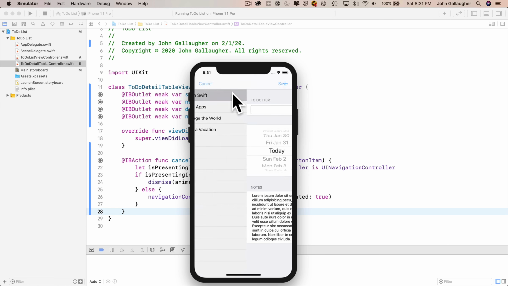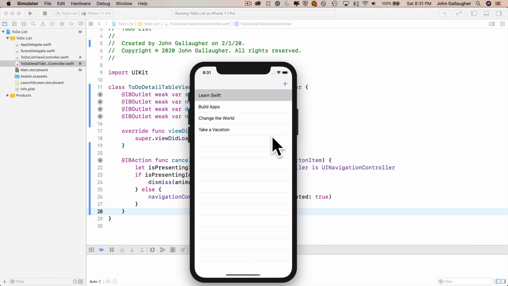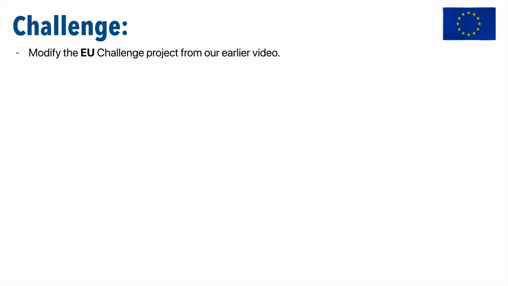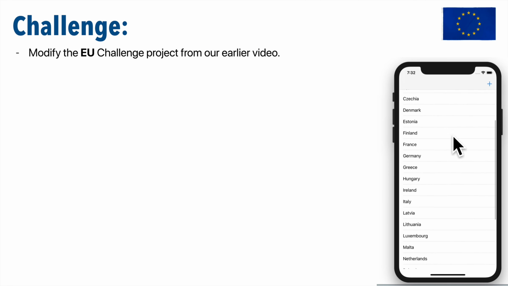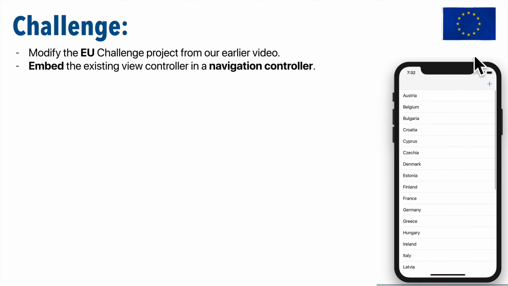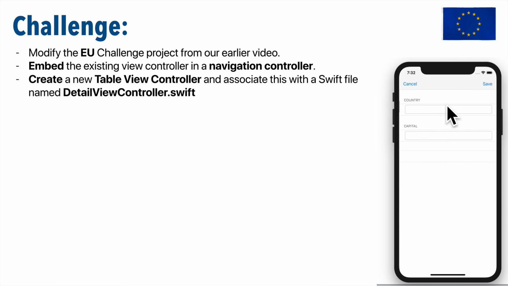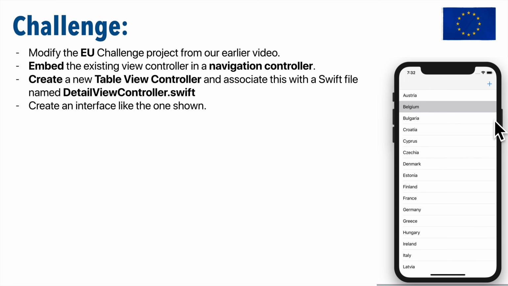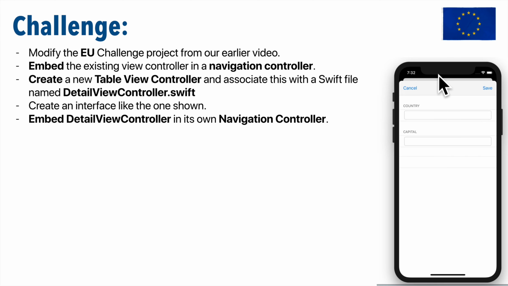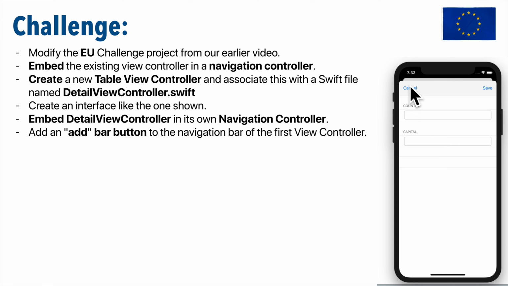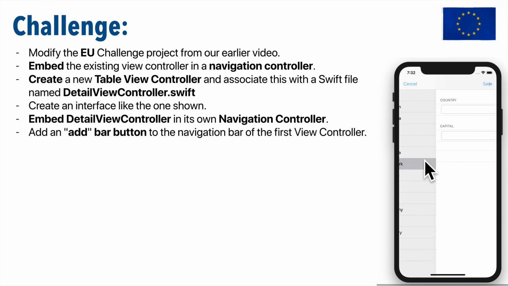Now it's challenge time. Do exactly what you did with this code with our Euro Swift. Modify the EU challenge project from our earlier video. Embed the existing view controller in a navigation controller. Create a new table view controller and associate this with a Swift file named DetailViewController.swift. Create an interface like the one shown. Embed the detail view controller in its own navigation controller. Add a bar button item to the navigation controller of the first view controller.